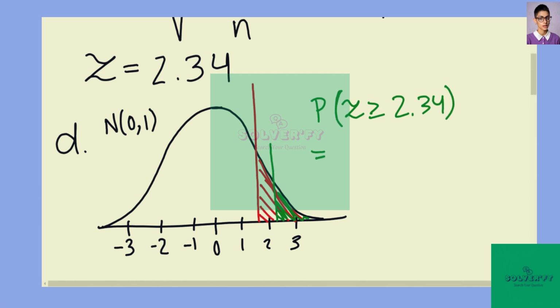If we put that in our calculator, we find that the p-value is 0.026.